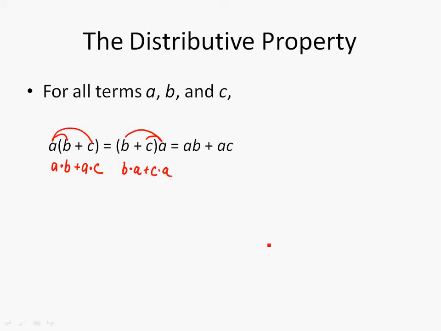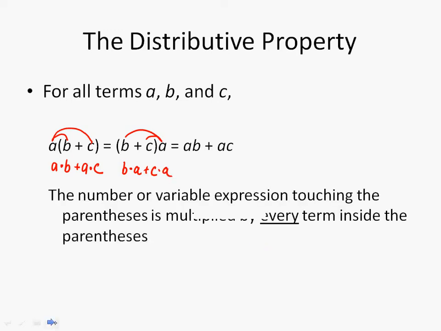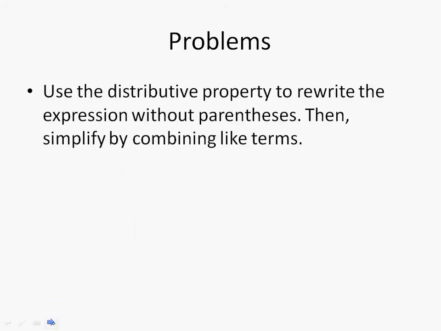The number or variable expression touching the parentheses is multiplied by every term inside the parentheses. So I'm not just multiplying the a by the b, I have to multiply the a by both the b and the c. So let's do a problem for this. We're going to use the distributive property to rewrite the expression without parentheses. Then we'll simplify by combining like terms.